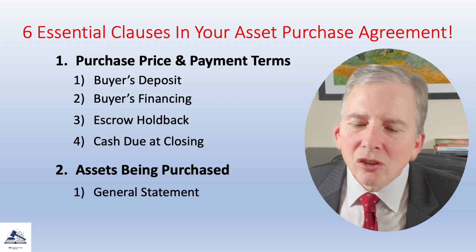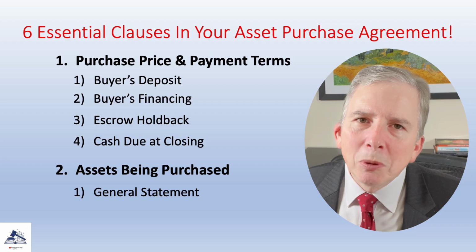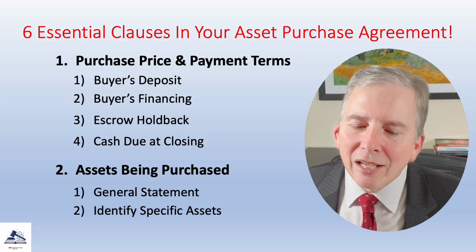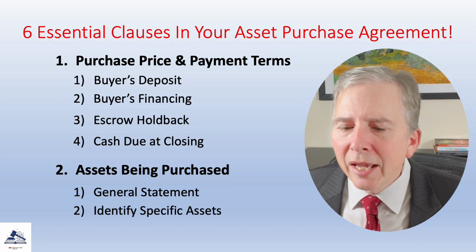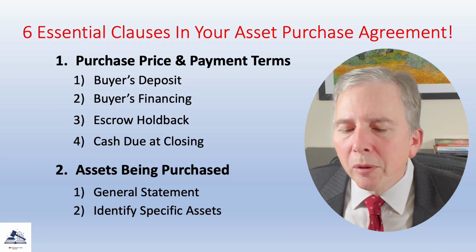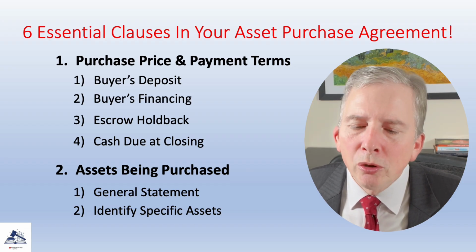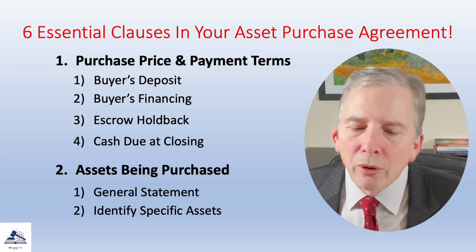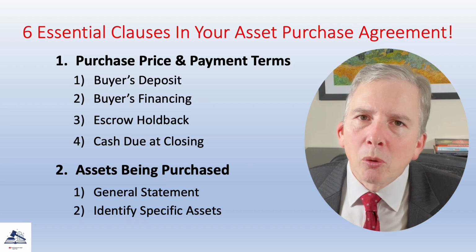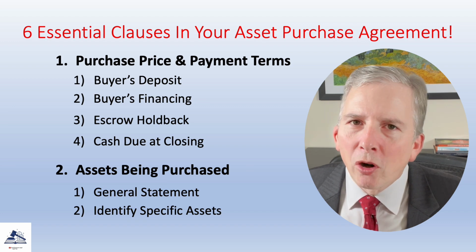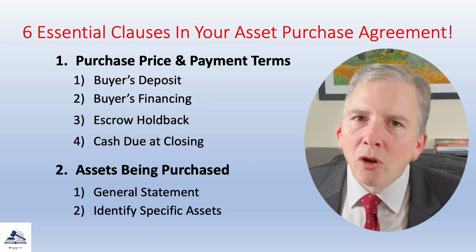Second, the asset clause in the APA should also specifically identify the exact assets that are being bought in the transaction. So, the asset clause should say something like, quote, the business assets being purchased include, but are not limited to, end quote, and then proceed to identify the specific assets that are being bought, such as equipment, tangible assets, trademarks, intellectual property, and so on and so forth.